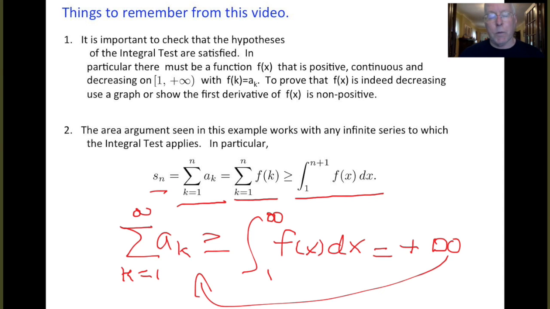In the next video, we'll see how the integral test leads to a bound on the left-hand side here, and that's how we conclude convergence. But we'll see that in the next video.